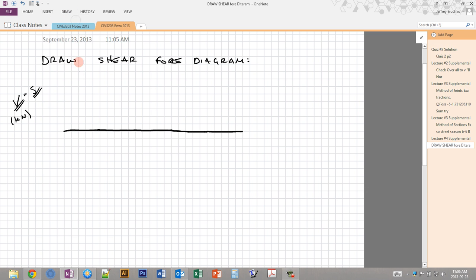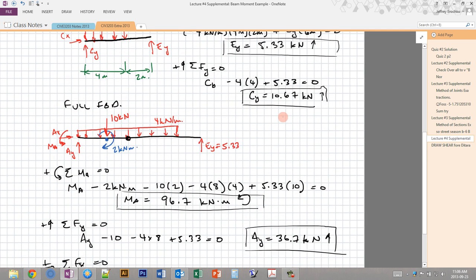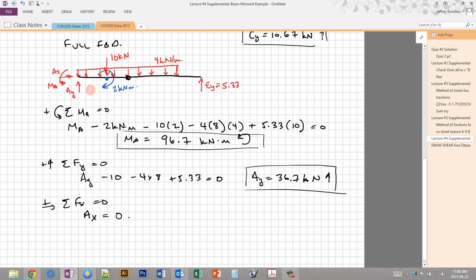So what we do when we're drawing the shear force diagram is we're just going to start at the left. If you look at our full free body diagram, every load that pushes up, our shear force diagram will go up. Every load that pushes down, like this distributed load and this point load, will push our shear force diagram down. The distributed loads push them down incrementally, so that's why we get a linear change on the shear force diagram, whereas the point loads make a step function. Point moments, however, don't have any effect on the shear force diagram. So if we start from the left, we go up by AY, which is 36.7 kilonewtons.